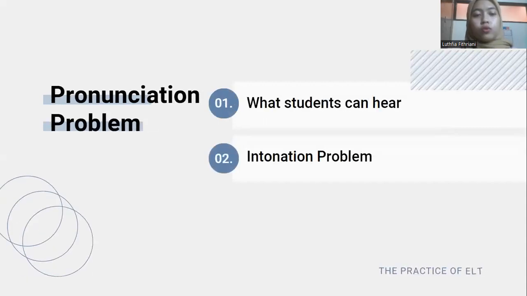And then there are two major problems in pronunciation. The first is what students can hear. Most of the students experience this problem when they learn a foreign language. They have difficulty in listening to the pronunciation features of the foreign language. The second problem is the intonation problem. Not only having difficulties in listening to pronunciation, the students also have difficulty in hearing tunes or identifying different patterns of rising and falling tones.